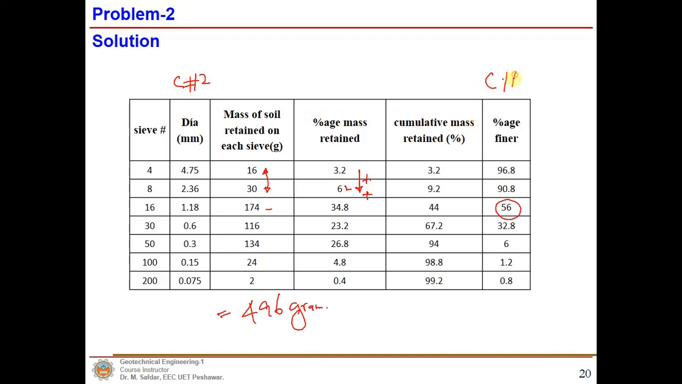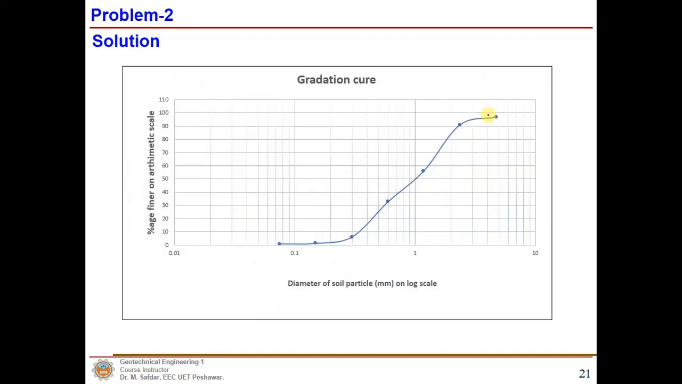We can plot column number 2, 3, 4, 5, 6. This is column number 6 now, and we can plot the percent finer on an arithmetic scale, and this would be the x-axis, diameter of the soil particle or particle size on the logarithmic scale. Again, we can find out the D10, D30, D60, and we can comment on the gradation, whether it's well graded, poorly graded, or gap graded soils. Obviously it's not gap graded soils, and we will discuss the different coefficients at the end of today's lecture.